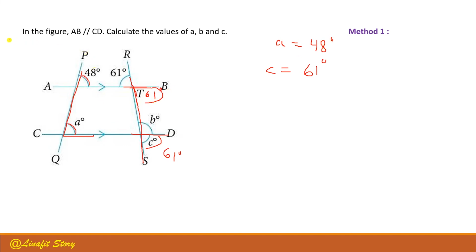And then, how to get B? To get B, we can see that there is U shape. U shape is equal to 180 degrees. So, B is equal to 180 minus 61 is equal to 119 degrees.